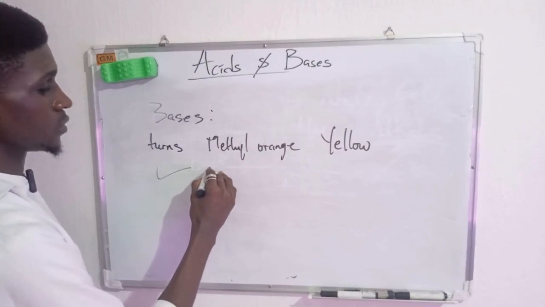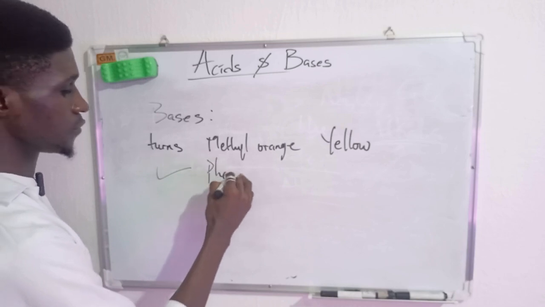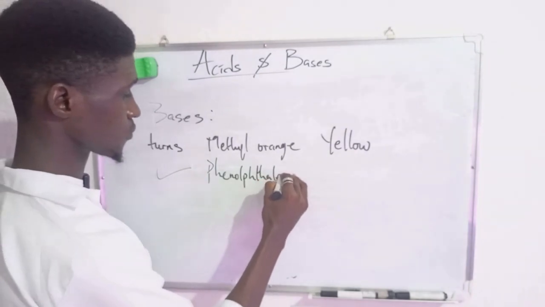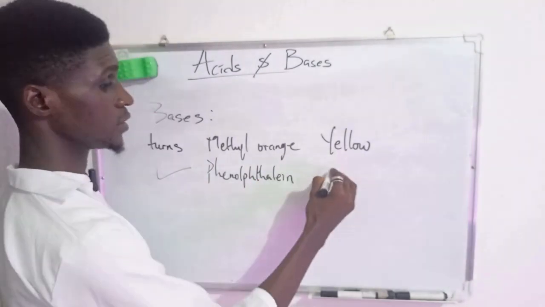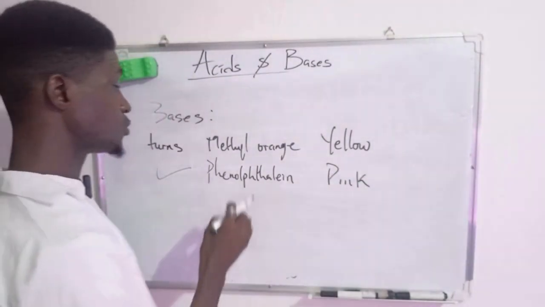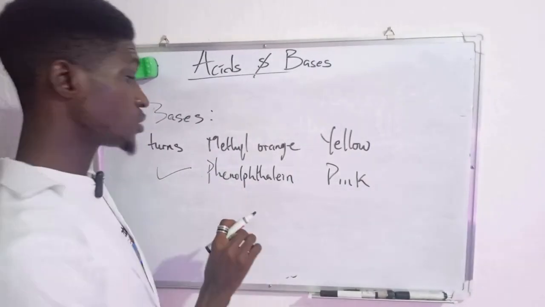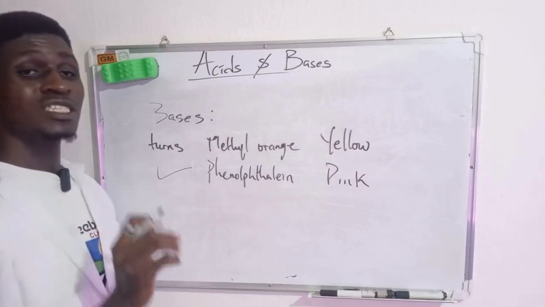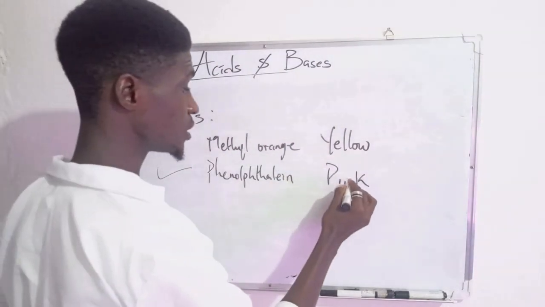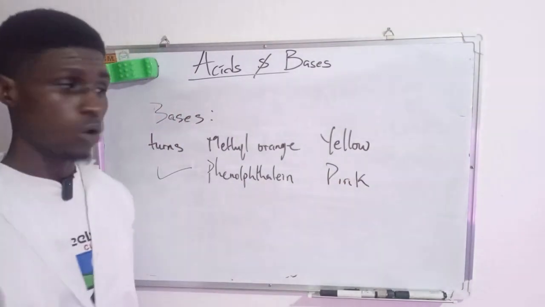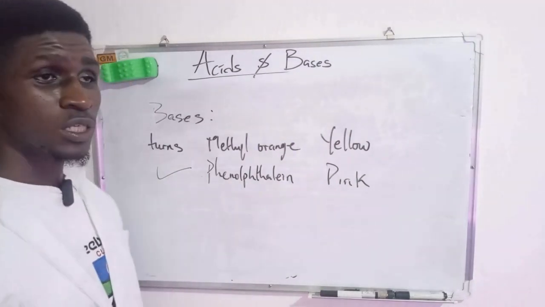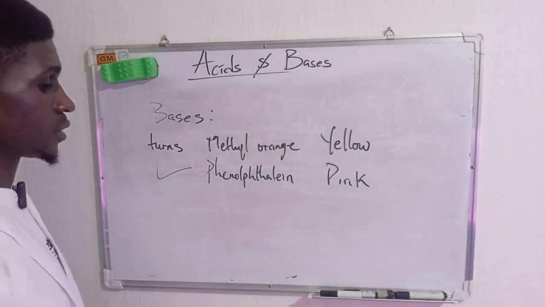Then it turns, let's say, phenolphthalein pink. When you put 2 or 3 drops of phenolphthalein, which is a colorless liquid, in a base, you will notice a pink color. This is another way of testing for a base using liquid indicators. Okay, that is that.